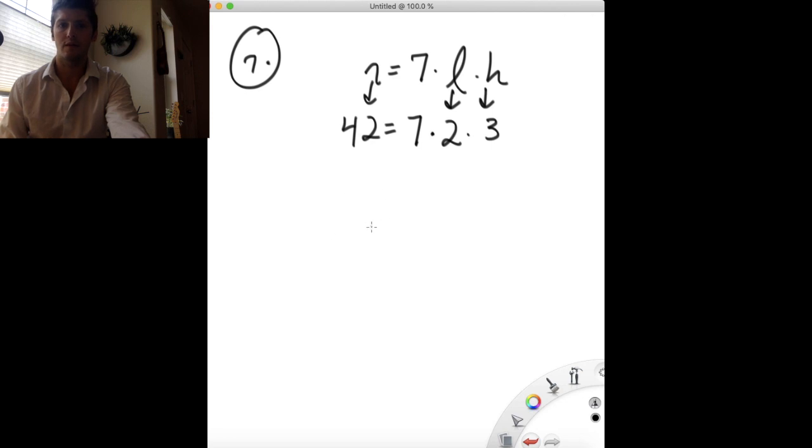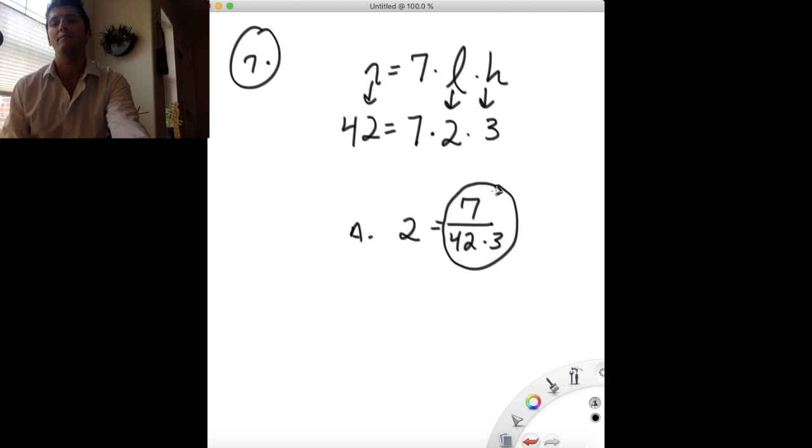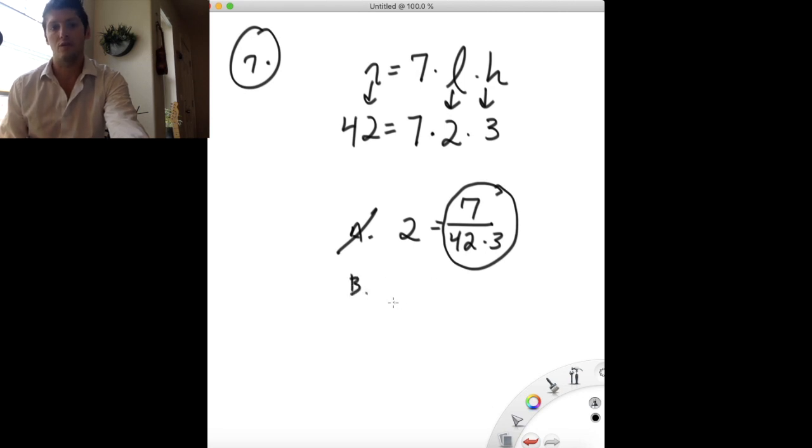So which one works? You try out A. A would say the L value of 2 is equal to 7 divided by N, which is 42, times H, which is 3. Look, you can tell that's wrong because we have to get 2. This is smaller than 1. 7 divided by a big number. You don't have to do the math. Doesn't work. So then you go, okay, what about answer choice B? Well, that says our L value of 2 is equal to 3 divided by some other big numbers. I'll just write 3 divided by big. It's 42 times 7. So no, can't be right.